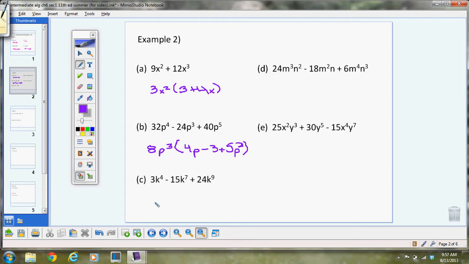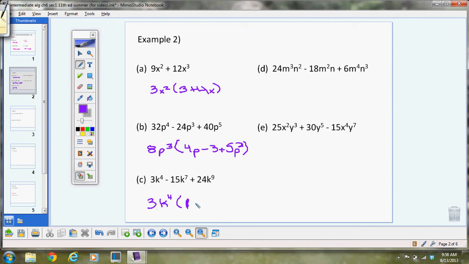Down here on C, we have 3k to the 4th, negative 15k to the 7th, 24k to the 9th. Now for the numbers, biggest common factor is going to be a 3, so we can take out a 3. For the letters, they all have a k, smallest power is 4, so I'm going to take out a k to the 4th. Then I'm going to have my parenthesis. Now, 3k to the 4th, and I'm taking out 3k to the 4th. Be careful, when you divide that, you're left with a 1. You have to put a 1 here for this to work correctly when you distribute it back.